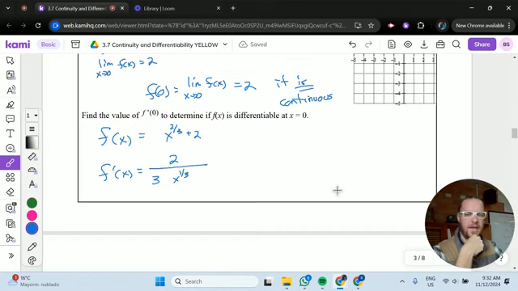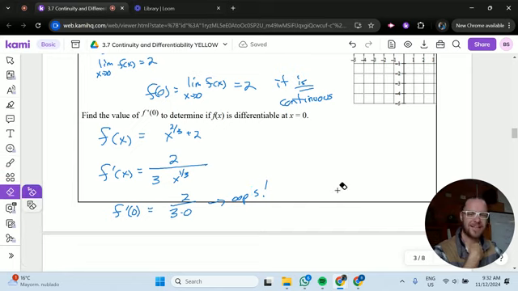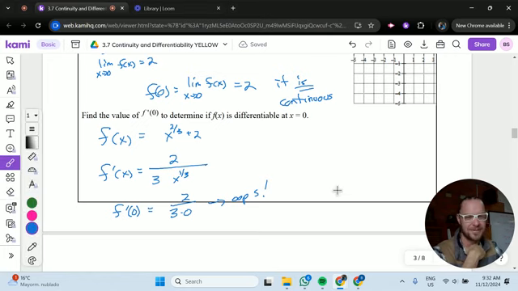Okay, awesome. And then I needed to figure out, I'm running out of room, but we'll just do it down here anyway. f prime of 0 gives me 2 over 3 times 0. Whoops, still can't do it. I don't know where the extra line came from. Anyways, so therefore, not differentiable.